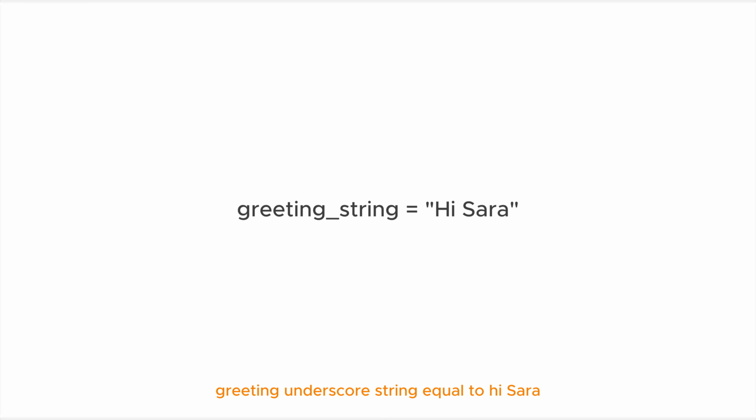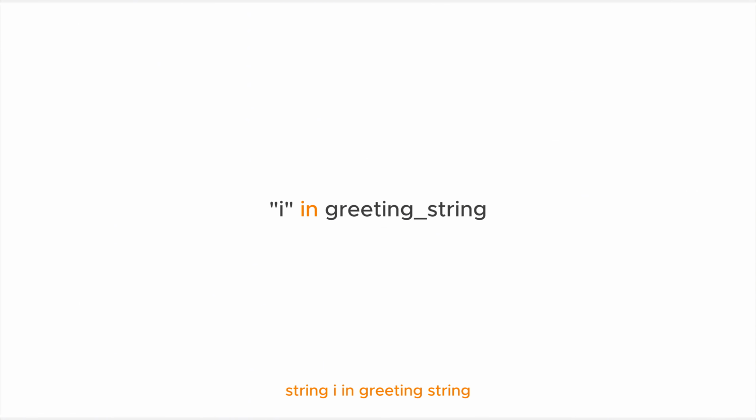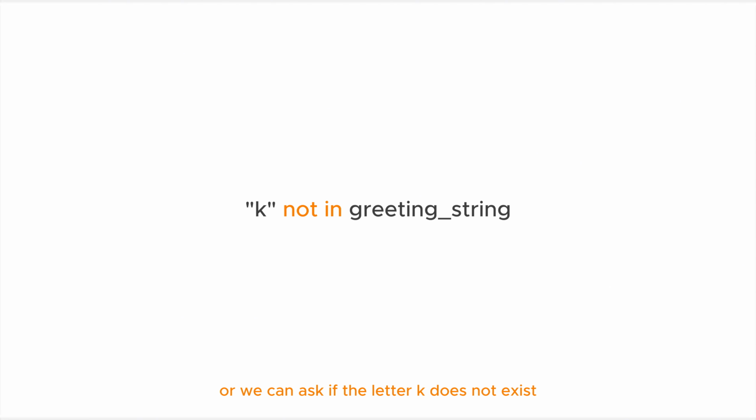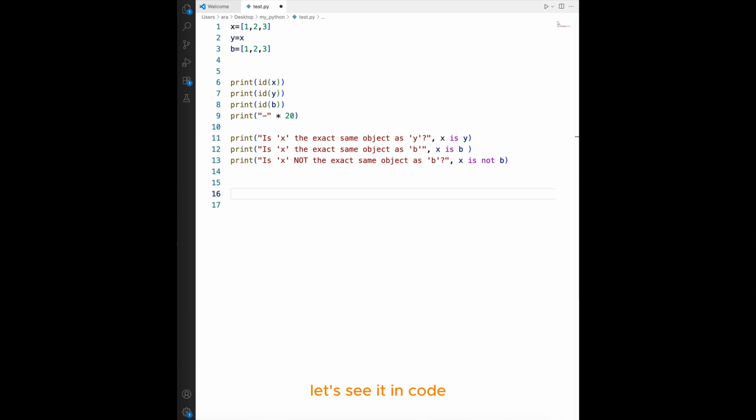For example, greeting_string equal to "hi Sarah". If you want to know if the letter i exists inside that string, we can ask Python directly like this: "i" in greeting_string, or we can ask if the letter k does not exist in the string. Just like comparison operators, the answer is always true or false. Let's see it in code.